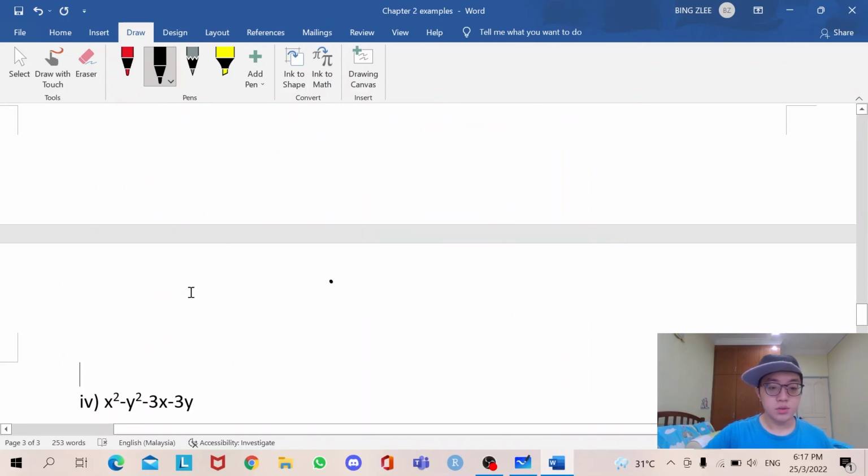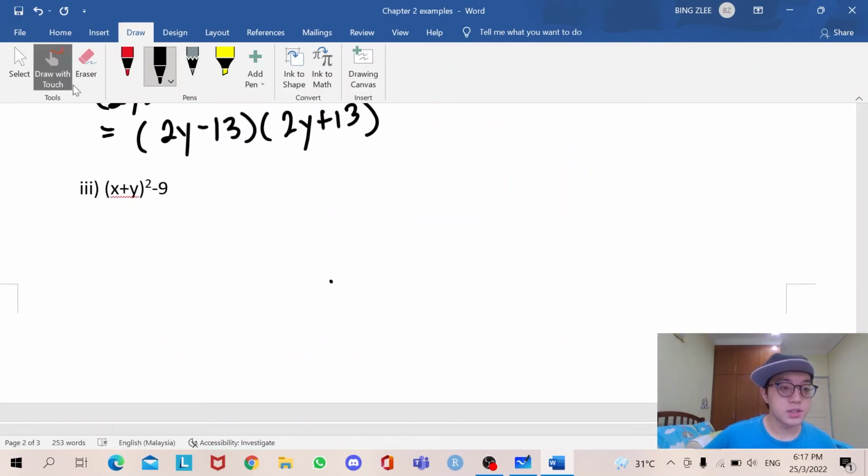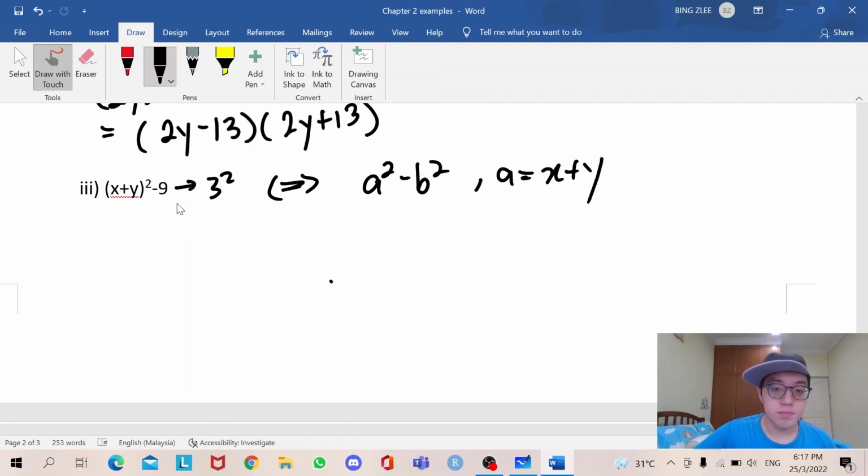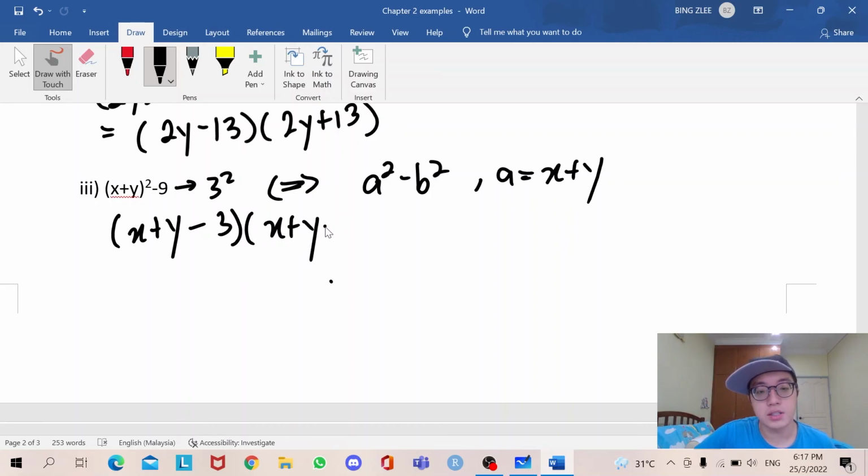All right. If you are to factorize this, it's the same thing as the ones before. You might ask, what can I do to this except for expanding, right? Instead of expanding here, you can find out that 9 is actually 3 squared, which means again this is in the form of a squared minus b squared, where a is equal to x plus y. Do you notice that? Which means we can denote this as (x plus y minus 3)(x plus y plus 3). All right, it's just that easy.